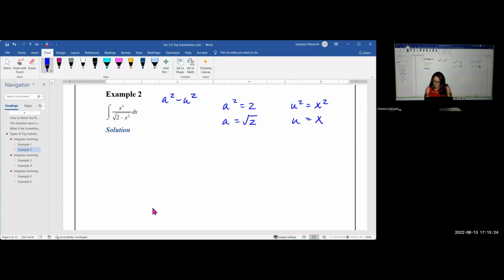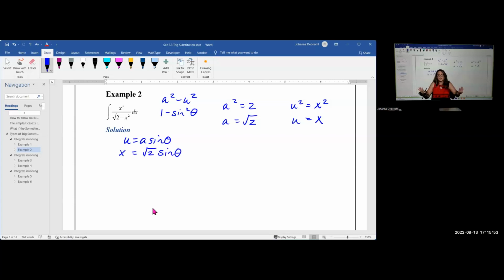Now what do I need to do? I need to make my substitution. This reminds us of 1 minus sine squared of theta. So my substitution is going to be u equals a sine theta. So now I have u, which is x, equal to a square root of 2 sine of theta.